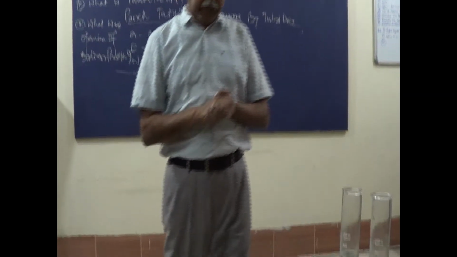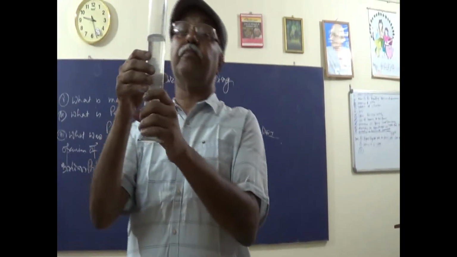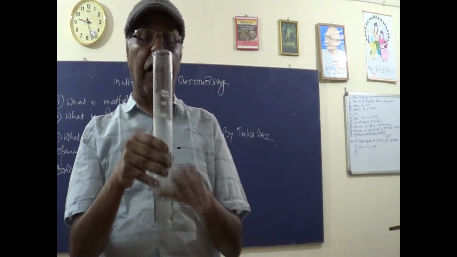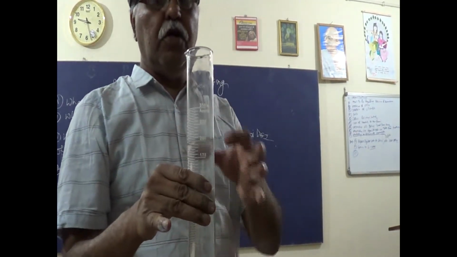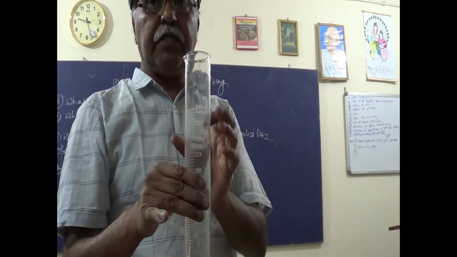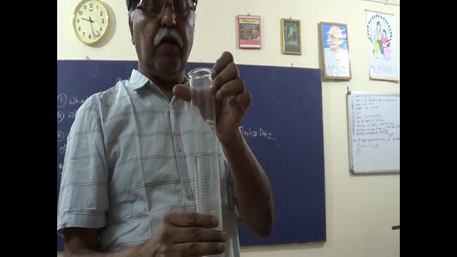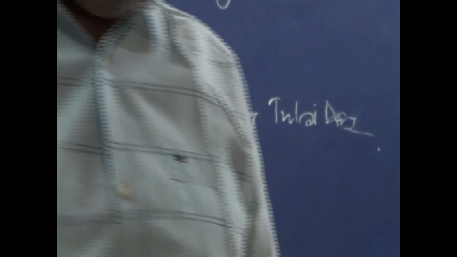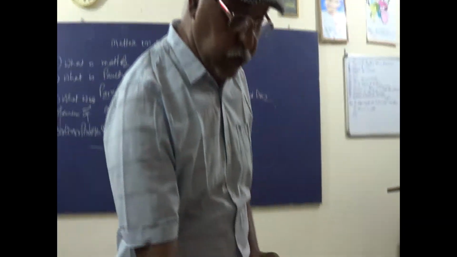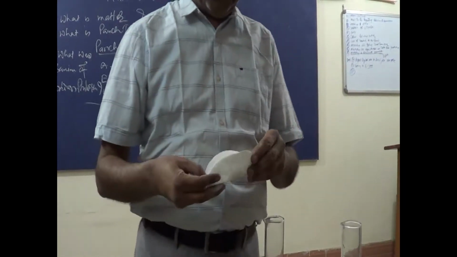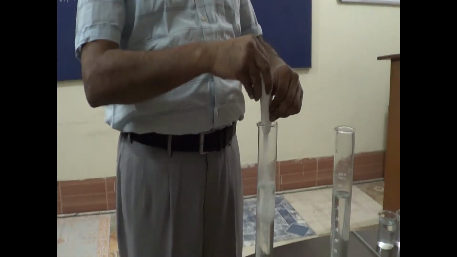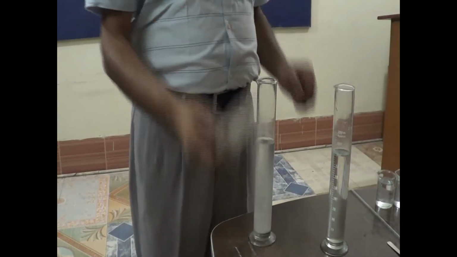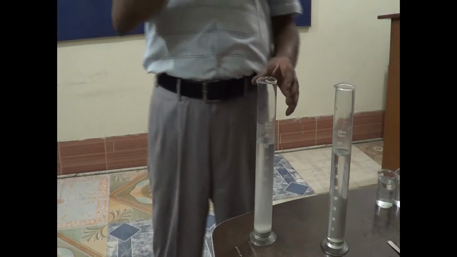Now children, please watch. Now I am taking the measuring cylinder. Here I took 200 milliliter of water. You can look at that, it's 200 milliliter of water. Now I am adding the sugar into it. Now I am stirring it.